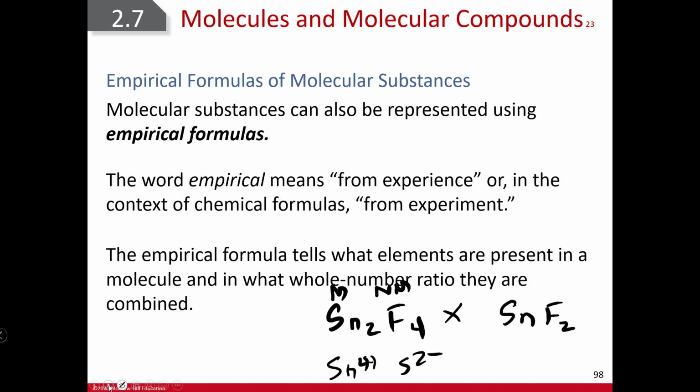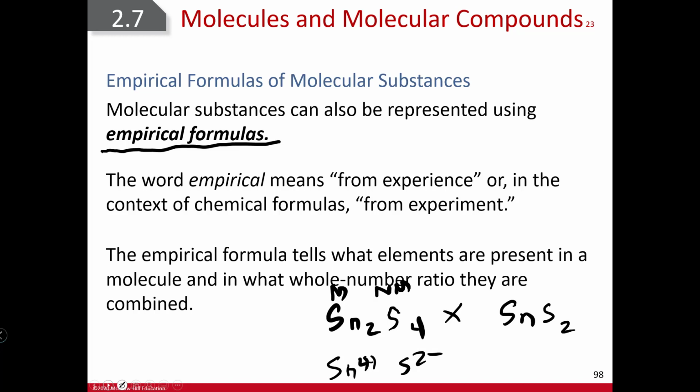Tin 4, oops, I really flipped it. Let me erase this. Let's change this F here to an S. And let's erase that one too. Change that to an S. So this would be tin(IV) sulfide. That would be the name of the compound. So ionic compounds are always written in their simplest whole number ratio, called the empirical formula. So those are easy ones. Everybody gets those correct, that ionic compounds are always written in their empirical formula.